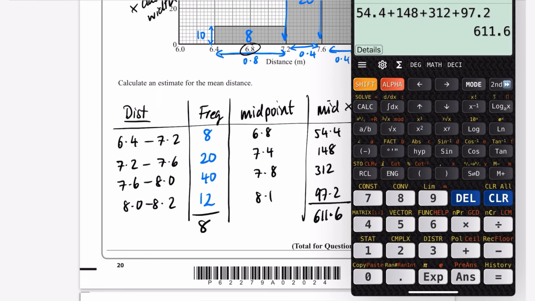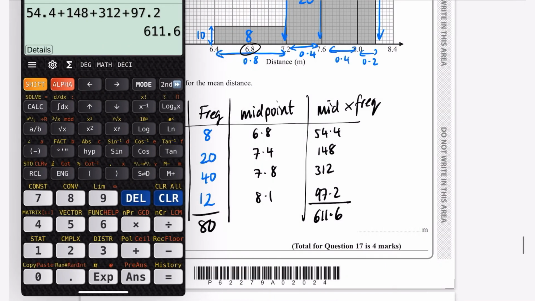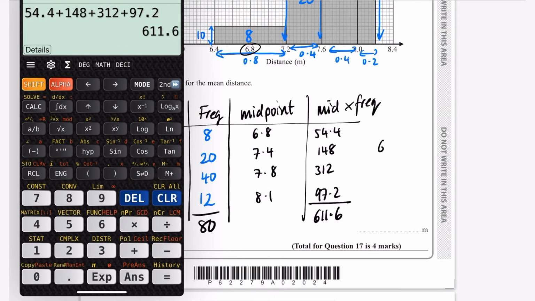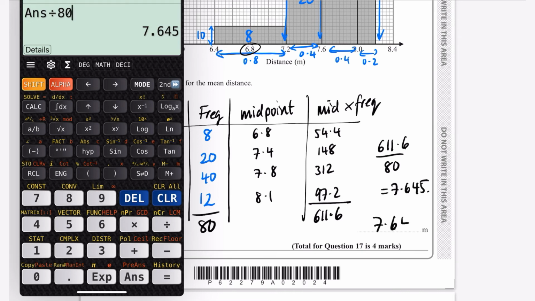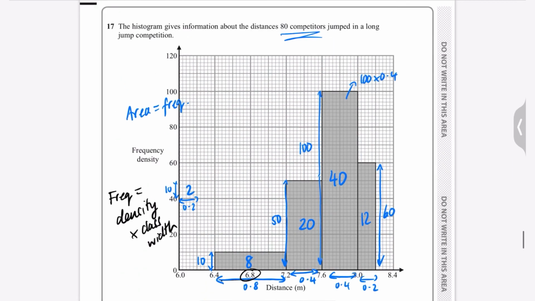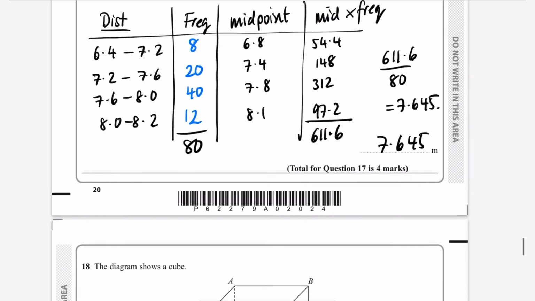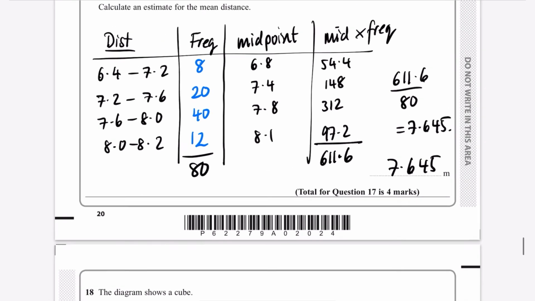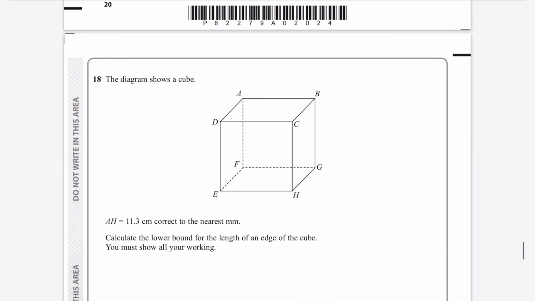611.6. We know what the frequencies add up to, which is 80, so my final calculation is 611.6 divided by 80, and we get 7.645. Now, I don't think it wants any rounding at all, so I'm just going to write 7.645. Did it want any rounding? Let's just have a quick look. No, it just says calculate an estimate for the mean distance. So you could round it if you wanted to 7.65, but I would leave it as 7.645.